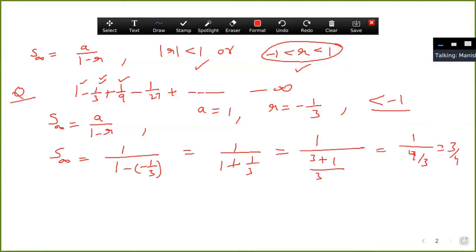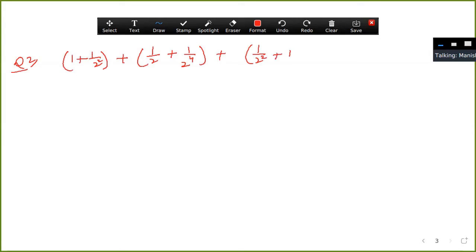Now the next question we'll do. Suppose question number two: the terms are given to you in groups in the form of the series 1 upon 2 square plus 1 upon 2 plus 1 upon 2 to the power 4, 1 upon 2 square plus 1 upon 2 to the power 6, up to infinity. You have to get the sum of this.